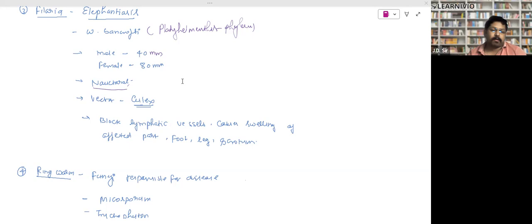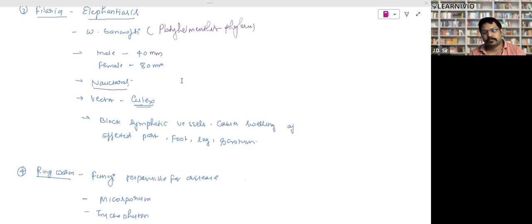The vector is Culex. We have already learned that. And what they do, they block the lymphatic vessels and cause swelling of the affected part, basically the foot, leg, or scrotum gets swollen because of the filaria. Is that clear?